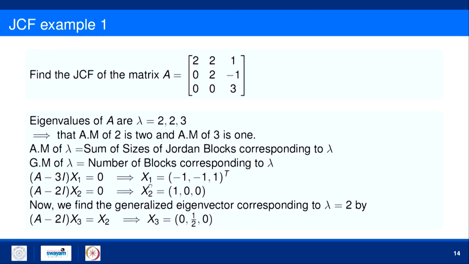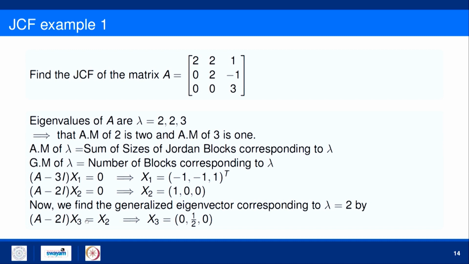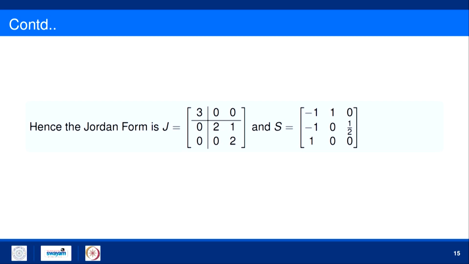If we calculate here, we see that the geometric multiplicity of lambda equals 2 is 1, and the geometric multiplicity of lambda equals 3 is also 1. So, you will have one Jordan block of size 1 corresponding to lambda equals 3, while for lambda equals 2 there is one Jordan block, because GM is 1, of size equal to the algebraic multiplicity of lambda equals 2, that is 2. And then you can find the third column of this matrix S by calculating the generalized eigenvector corresponding to lambda equals 2, and by doing this we get the Jordan canonical form.